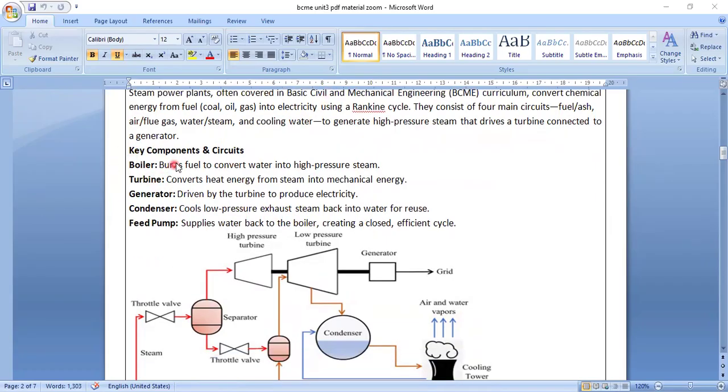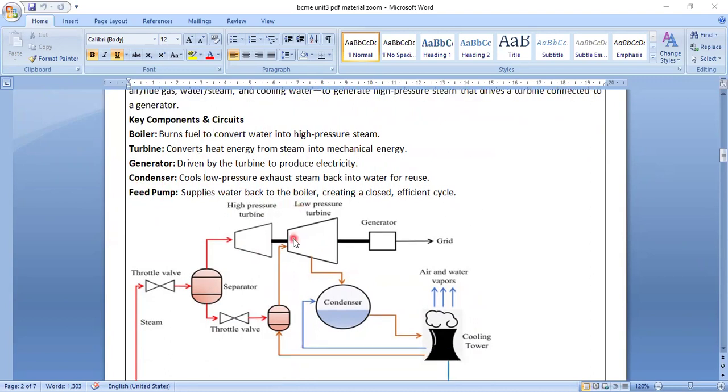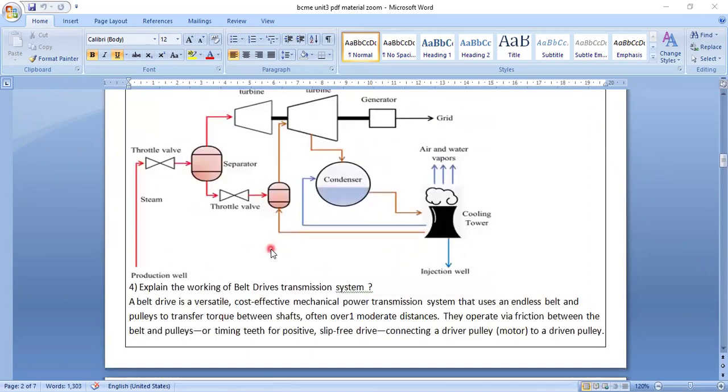Boiler: what is a boiler? It burns the fuel to convert water into steam. Turbine: it converts heat energy from the steam into mechanical energy. Generator: driven by the turbine to produce electricity. Condenser: cools the low pressure exhaust steam back into water. Feed pump: what is a feed pump? It supplies water back to the boiler, creating a closed, efficient cycle.